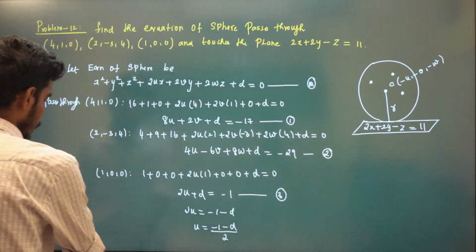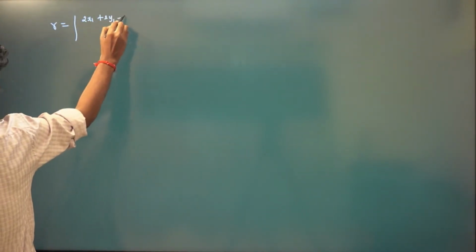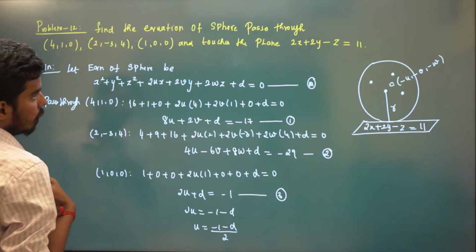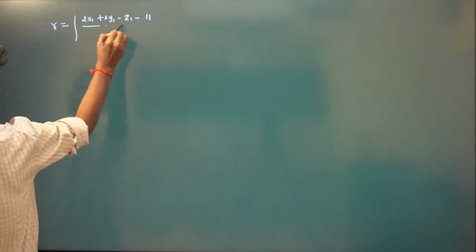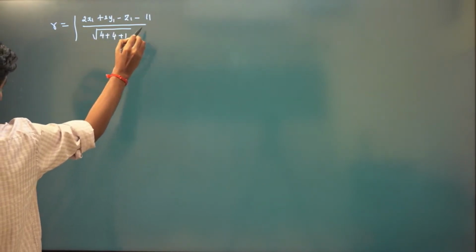Right? So that means the radius has to be equal to the perpendicular distance. So (2x1 + 2y1 - z1 - 11) divided by root of 4 plus 4 plus 1. So the radius has to be this.